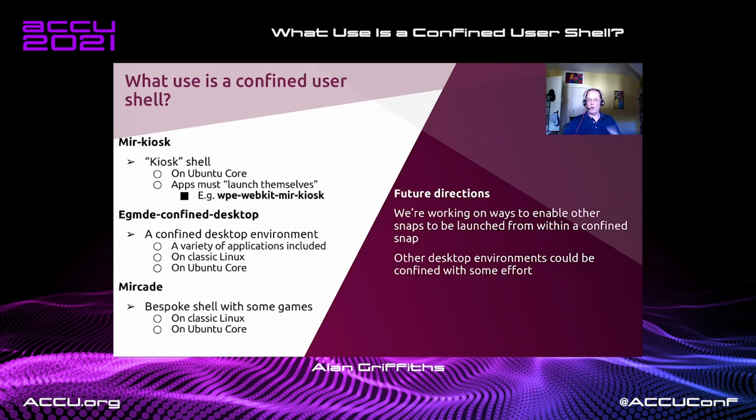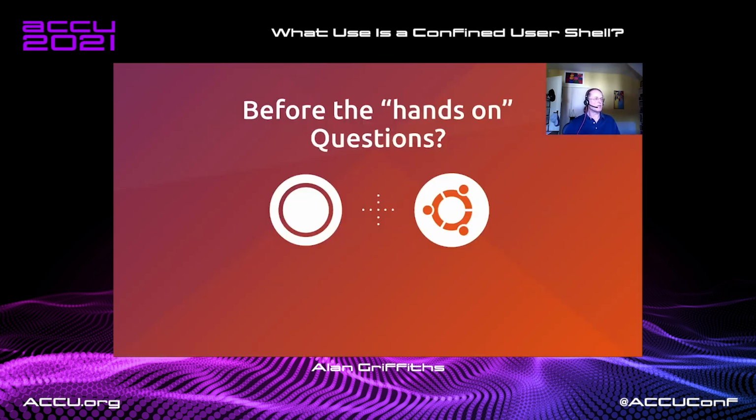Now, there's a more hands-on part of the talk that I want to get to. But before that, I want to make sure that there are no questions that I can deal with. So, is everyone with me, or are there questions that have arisen from what I've been talking about? I see nothing in the Q&A. I see nothing in the chat. So I will assume from that there are no questions.